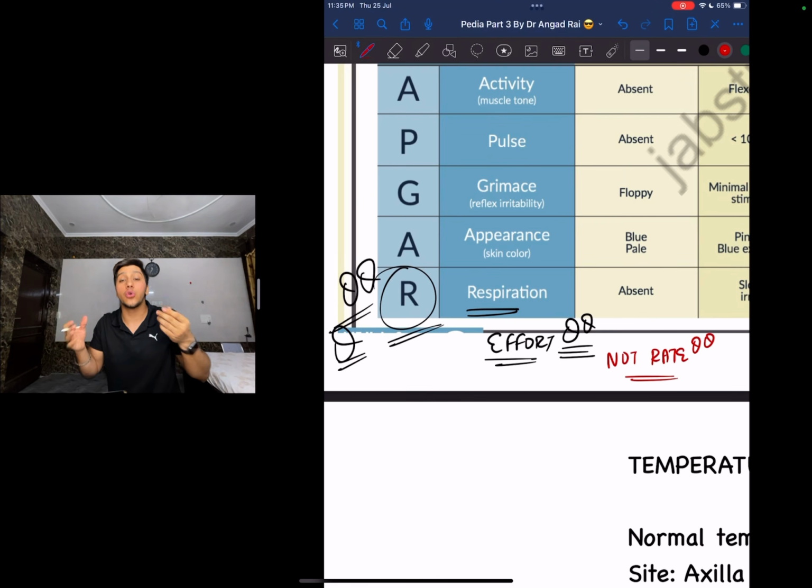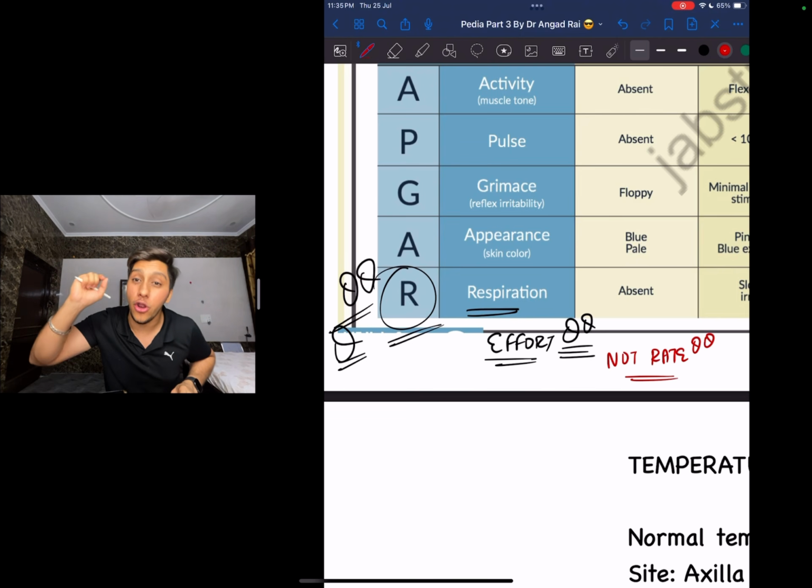So if there is no respiratory effort at all, 0. If there is some effort which is irregular, it will be 1. If the baby is crying, now why crying? Because obviously he is breathing, right? So you will give 2. Alright, so we're done with A, P, G, A, R: appearance, pulse, grimace, activity and respiratory effort, and not rate.